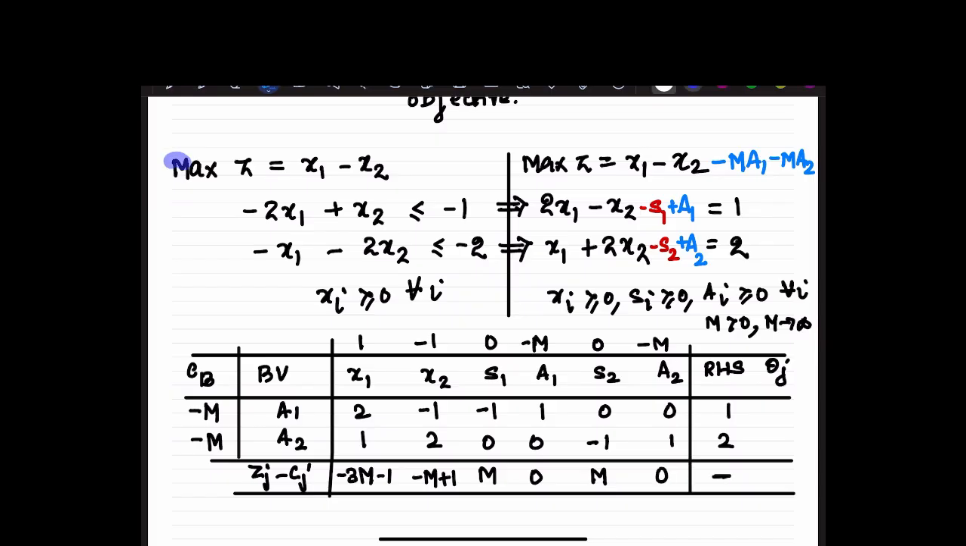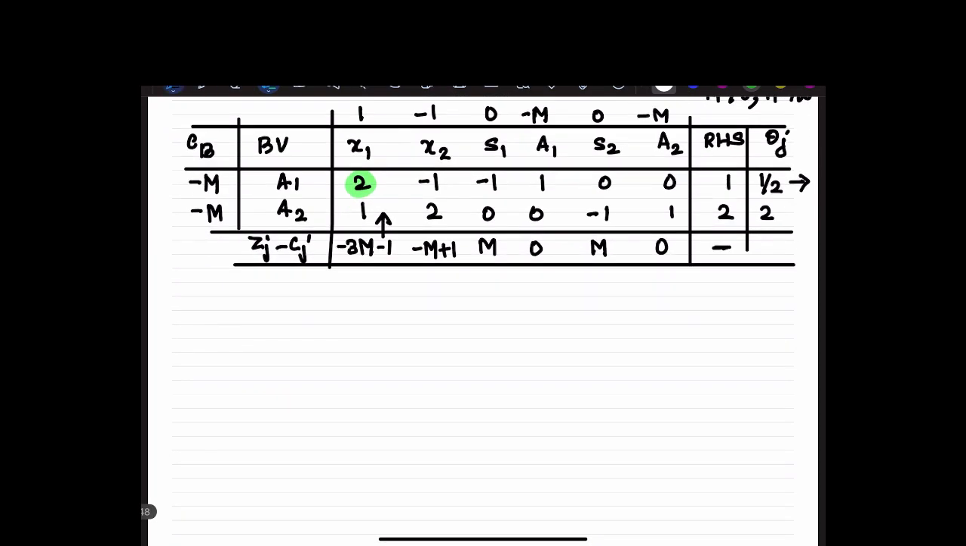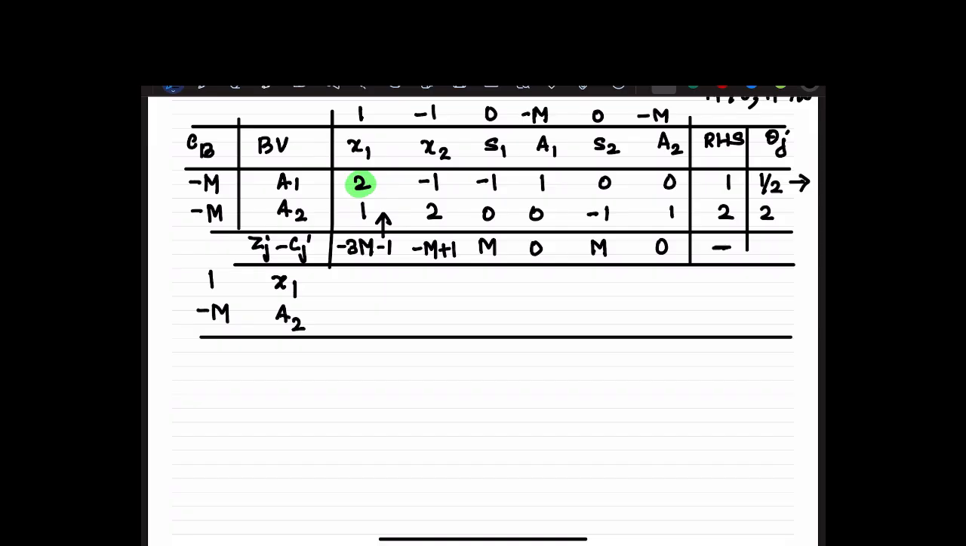Now since we are solving a maximization problem, what variable enters? Most negative enters. The leaving ratio comes out to be, this is half, this is 2. So the pivot value is 2. A1 is leaving and x1 is coming. x1's coefficient is 1, x2's, a2's minus M. Make the pivot 1, divide by 2.